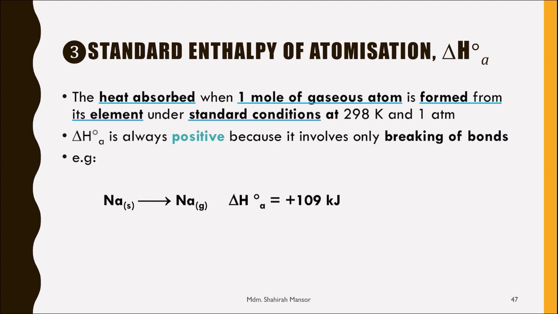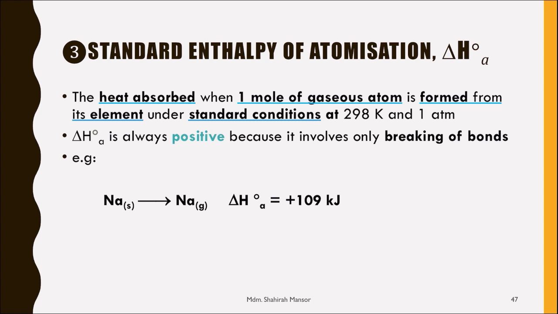Standard enthalpy of atomization, delta H naught A, states that the heat absorbed when 1 mole of gaseous atoms is formed from its element under standard conditions at 298 Kelvin and 1 atm. For this reaction, the enthalpy must be positive because this is an endothermic reaction, heat absorbed. So delta H A is always positive because it involves only the breaking of bonds. In order to break the bonding, that reaction requires a certain amount of energy.